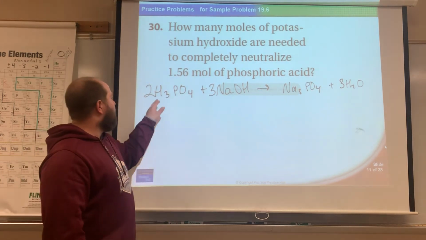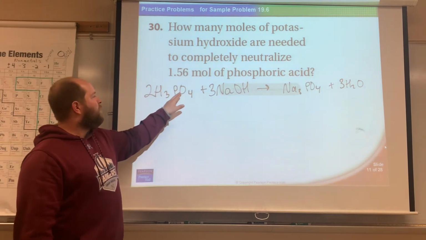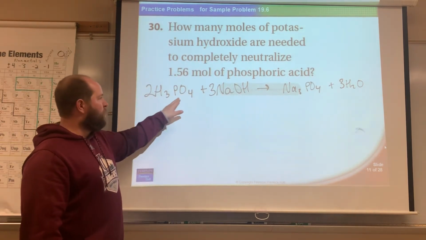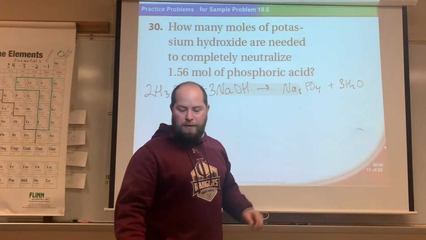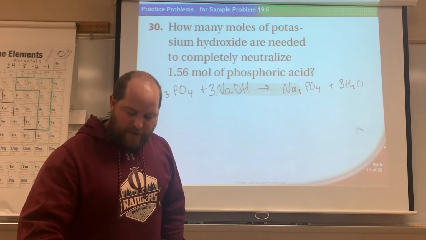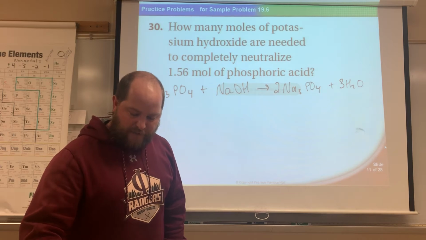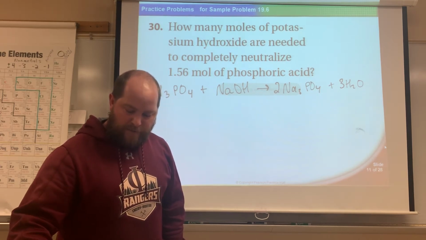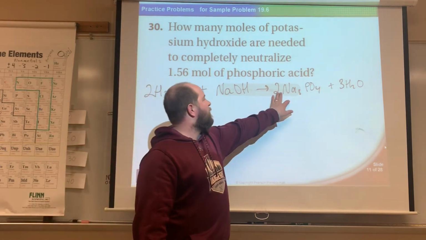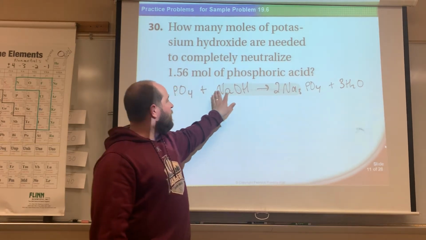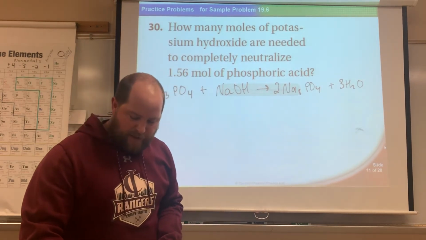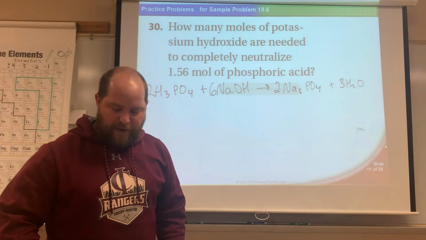Now that just changed the phosphate group, so you have 2 of them. So now I need to jump back over here and put a 2 in front, which is then going to change this value, because now you have 6 sodiums, so now I need to put a 6 here. And that will be balanced. You guys can double check it.